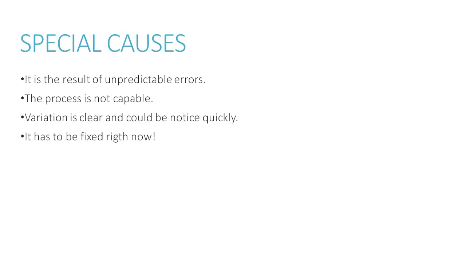Now, what about special causes? Special causes are the result of unpredictable errors. It means that it can happen and you don't know. If it happens, the process is not capable. And here the variation is clear, so it can be noticed quickly. One characteristic of these special causes is that when one occurs, it has to be fixed right now.